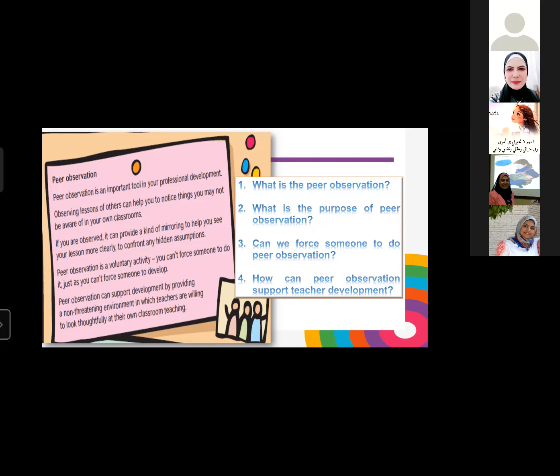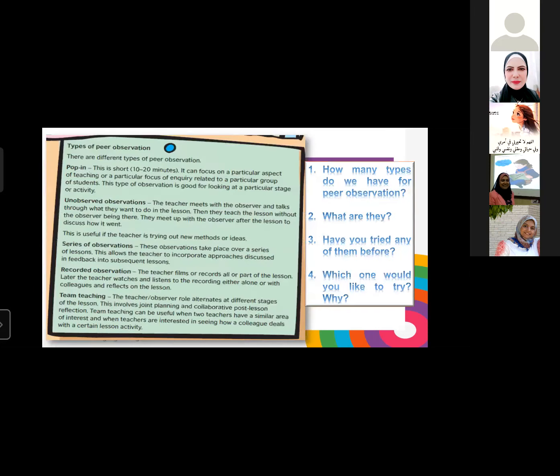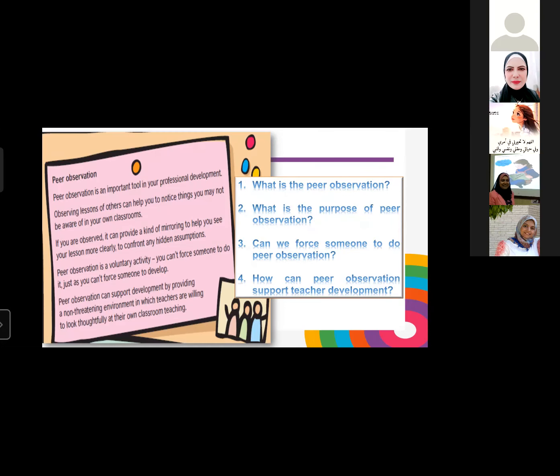Yes, okay. Simply speaking, we can say that observation supports teacher development because teachers learn from each other, and exchange experience and information, of course. But before we go to the next slide, are there steps or stages for peer observation? Are there stages?